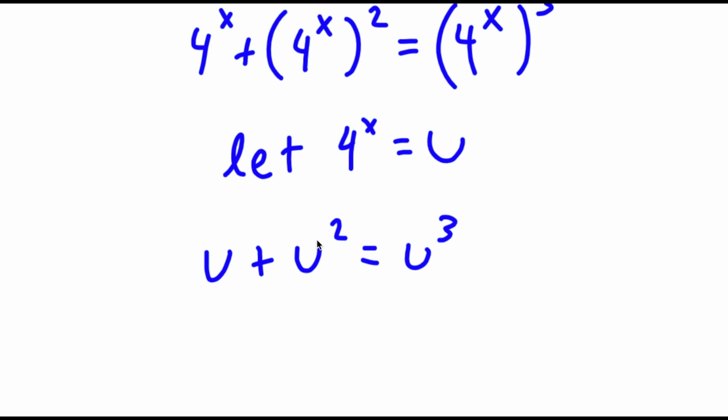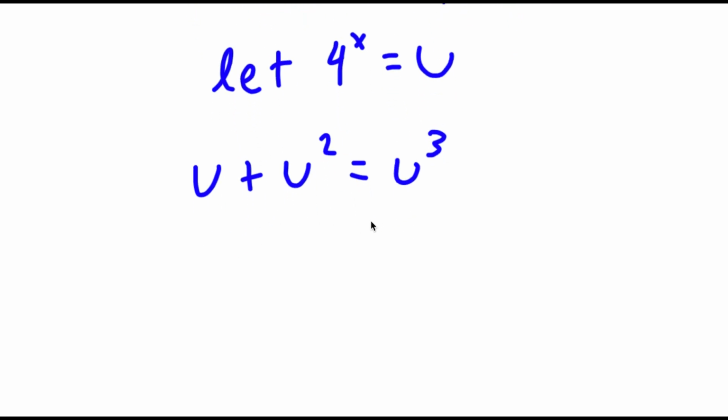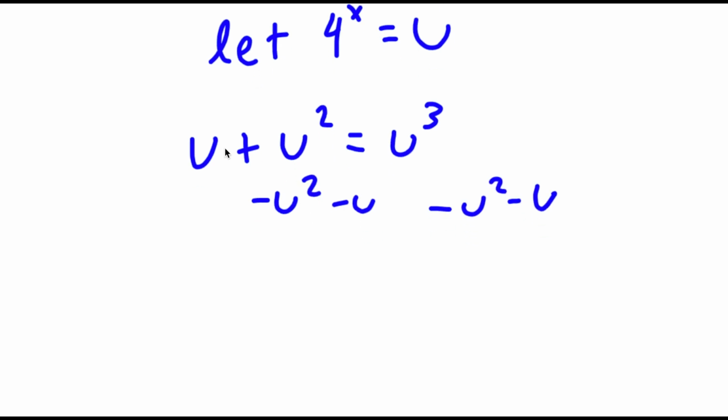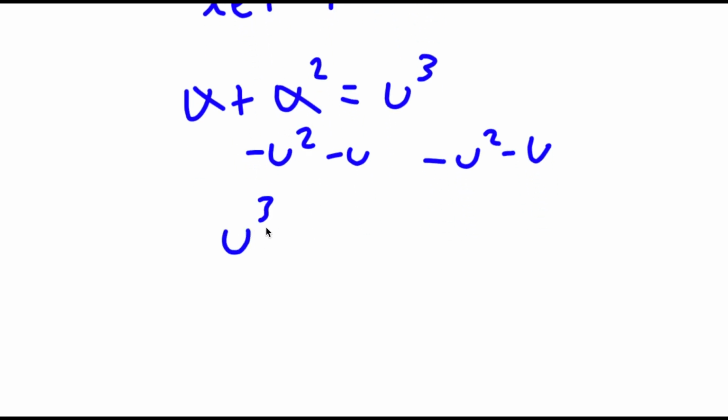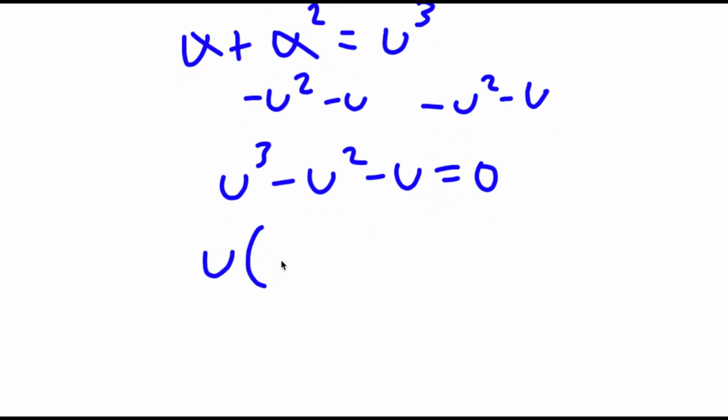Now to solve this, I'm going to start by subtracting u squared and u on both sides. So these two cancel out, and now I have u to the power of 3 minus u squared minus u is equal to 0. Now I can factor out u, so I have u times u squared minus u minus 1 is equal to 0.